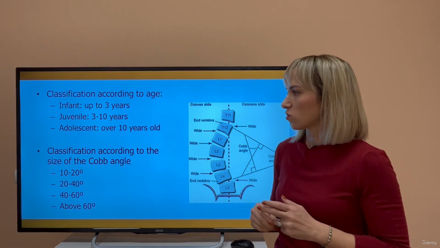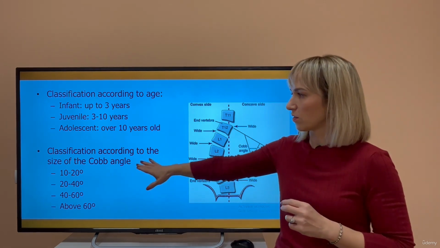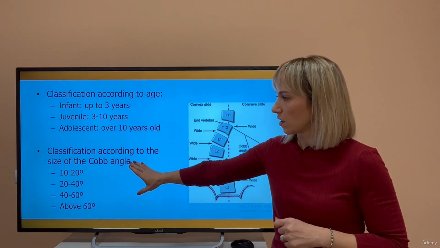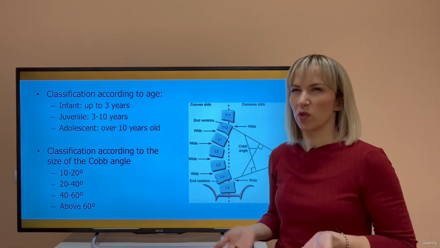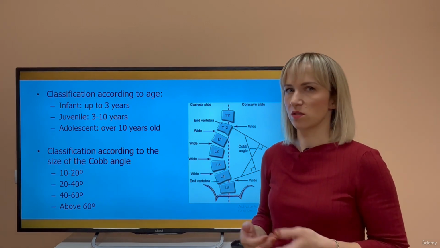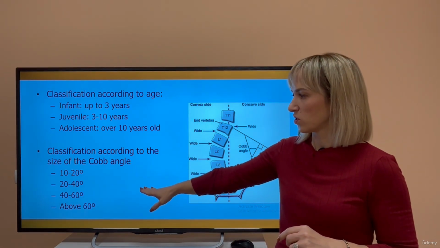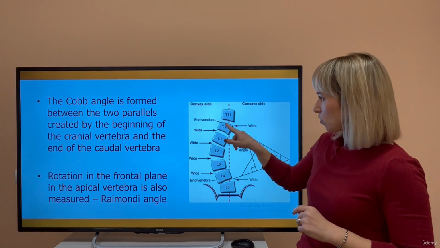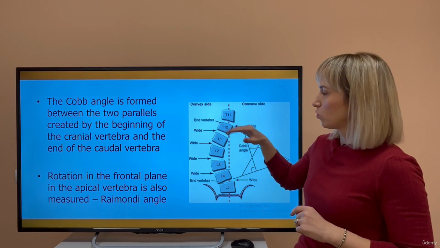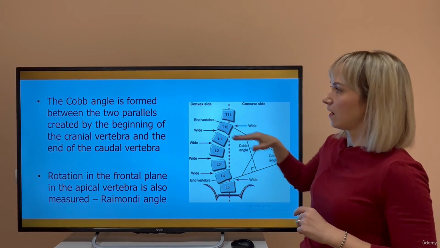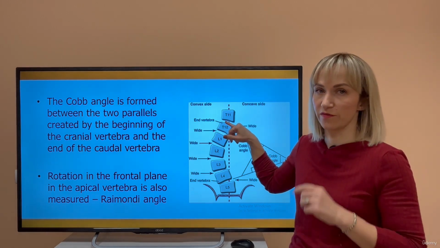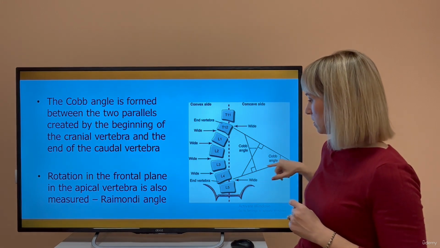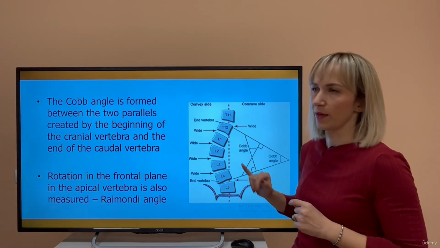Also, we classify the scoliosis depending on the size of the Cobb angle, which we are going to explain after this: 10 to 20 degrees, which we say is a mild scoliosis, then 20 to 40, 40 to 60, and above 60 degrees. The Cobb angle is formed, you can see it also in here, between the two parallels at the beginning of the vertebra where the scoliosis starts, and the vertebra where the scoliosis ends. Okay, so these two parallels create the Cobb angle.